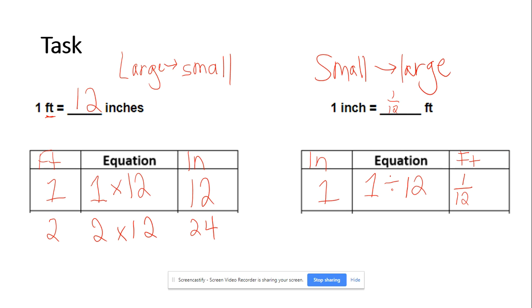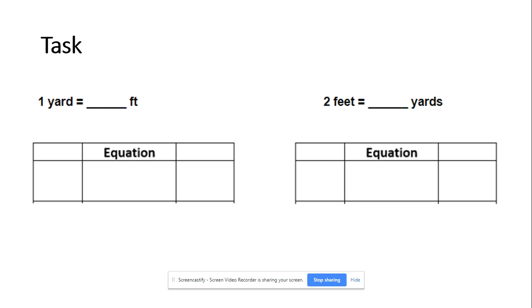Let's try the next part of the task. 1 yard to feet. Well, we know that there's 3 feet in every yard. So we're going to start on the input table. We're going to start with yards, and we have 1 yard, and then we're going to end in feet. So 1 yard times the 3 feet per yard means that we're going to have 3 feet as our answer.